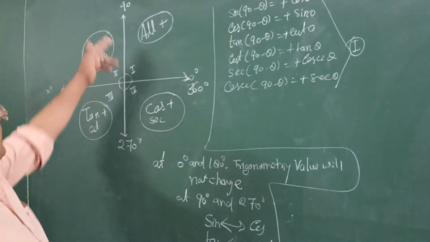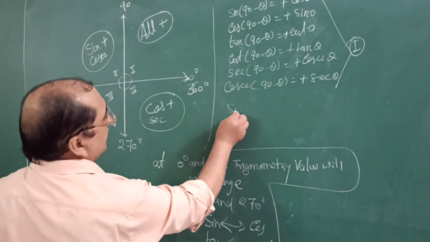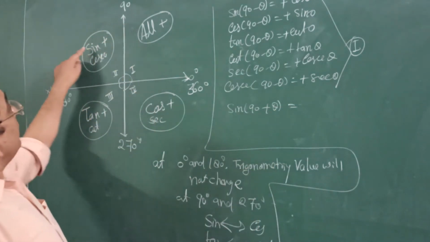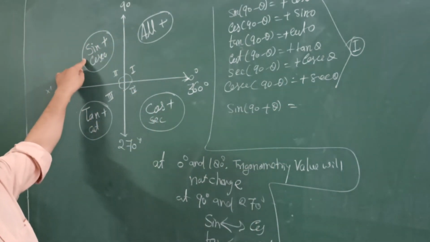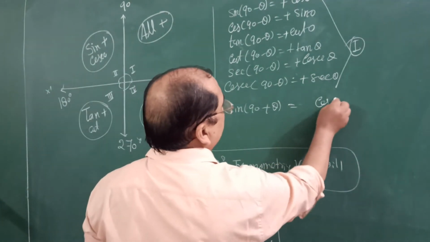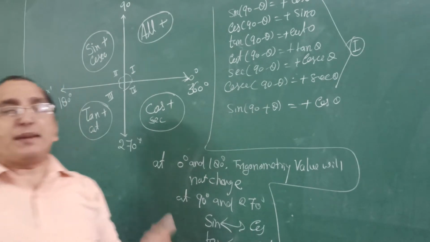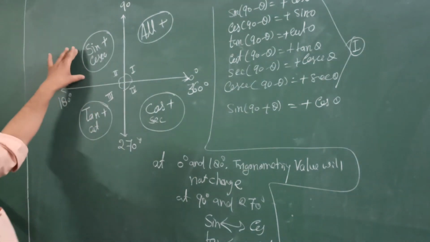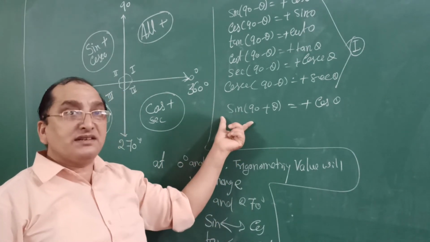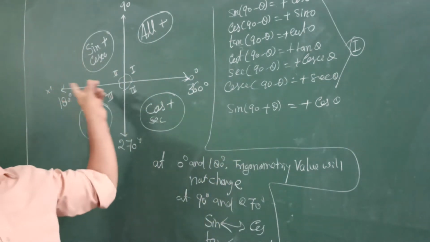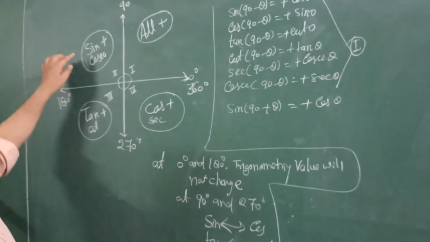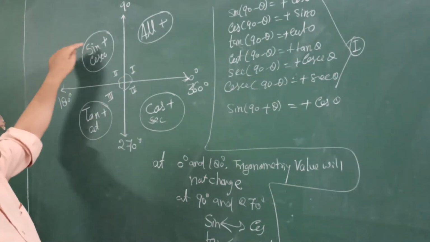Now see, come to the next one: sine 90 plus theta. We know that the value of sine in the first quadrant is positive, so sine is changed into cos, so it will come cos theta. But some of the students have a confusion: sir, here cos is negative, but you have written here cos is positive. But no, this is the value of sine. Here only two values, sine and cosec, will be positive and the rest of them are negative. So I have written here that sine and cosec will be positive.